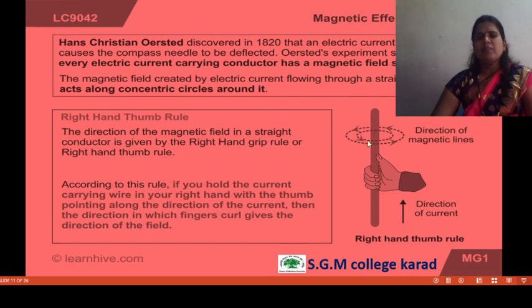Here is the example of the right hand thumb rule. The direction of magnetic field around a straight conductor is given by the right hand thumb rule. According to the right hand rule, if you hold the current carrying wire in your right hand, the outstretched thumb points along the direction of the current and the curled fingers indicate the direction of the magnetic lines. That is the right hand rule.